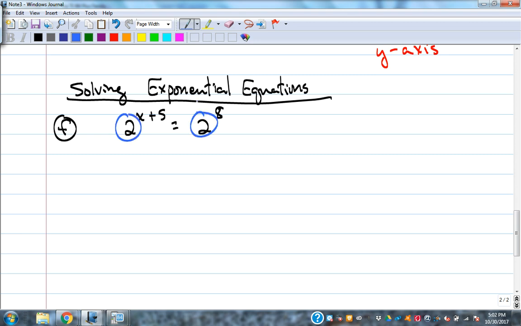Anytime the bases are the same, then you can just drop them and have the equation x plus 5 is equal to 8 to solve. And we'll talk about later on the math that's making that happen, but basically all you need to know is if the bases are the same, drop them. And then solve that easy equation there. x is equal to 3.